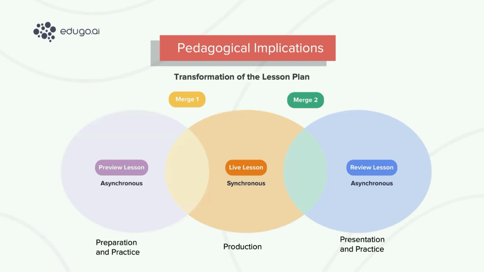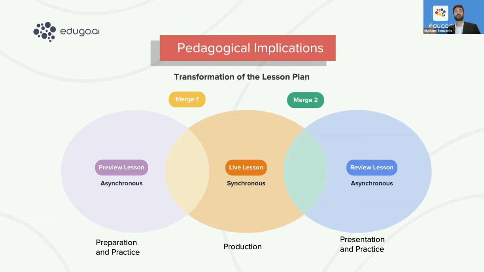And what are the pedagogical implications? There are many, and it's part of what we call redefinition. Why? Because merge number 1 is a typical flipped classroom model that I'm sure you are familiar with, where the student can learn in advance because there's asynchronous content. Then during the live interaction, we can focus on the production part, so the teacher can give more feedback about the production activity. The presentation and practice happen before class.